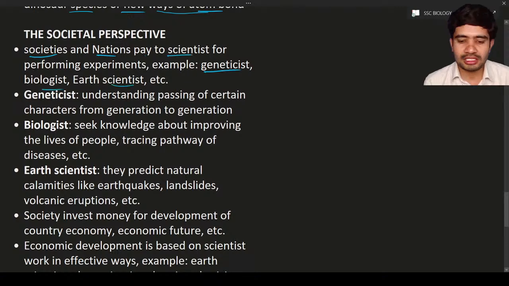The reason is that they are going to create something new, and they are going to provide some valuable information. For example, geneticists understand the passing of certain characters from parents to children, or from generation to generation. So this is about the job of the geneticist.